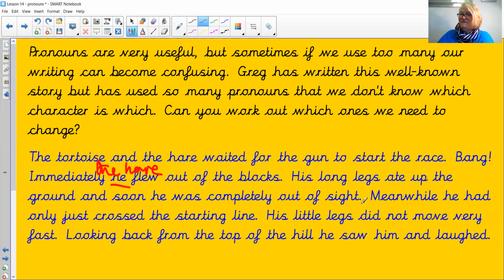Do we need to change anything else in that beginning part? No. That makes really good sense now. We know that all this relates to the hare. Meanwhile, and I would argue that we should have a comma there. Why? Yeah, you're right. He had only just crossed the start line. Well, clearly that can't be the same character as the one that flew out of the blocks. We also know that tortoises are slow. So it's going to be the tortoise.